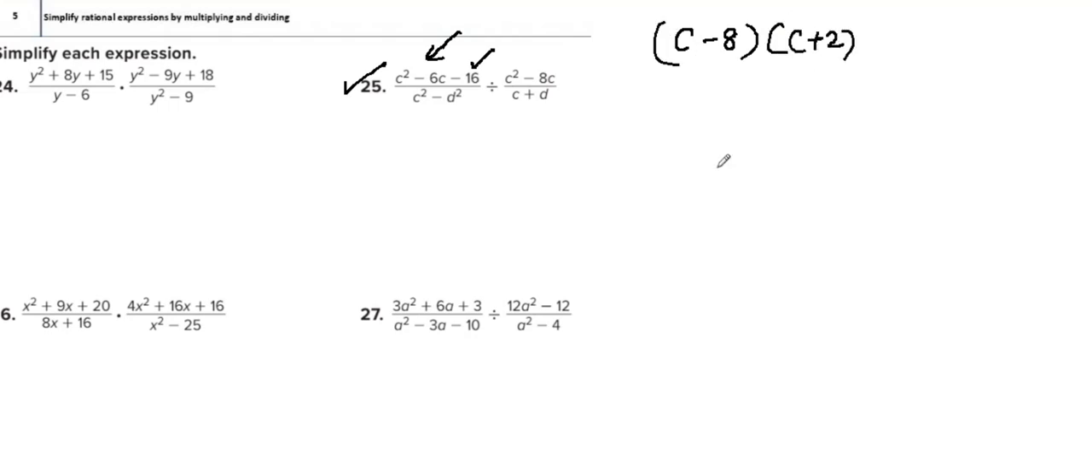If you write this in the calculator, it will give you 8 and minus 2, so you have to change the sign in the bracket. You have to write minus 8 and plus 2. And now factorize this one.